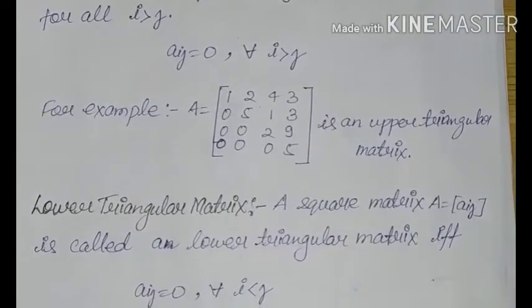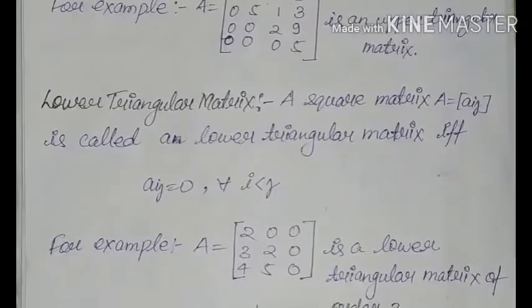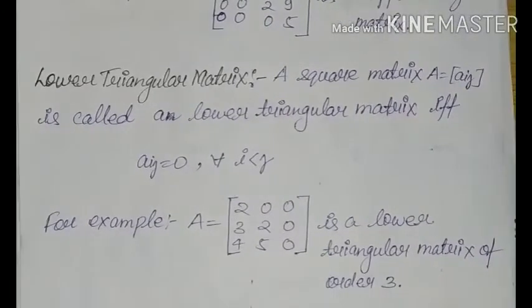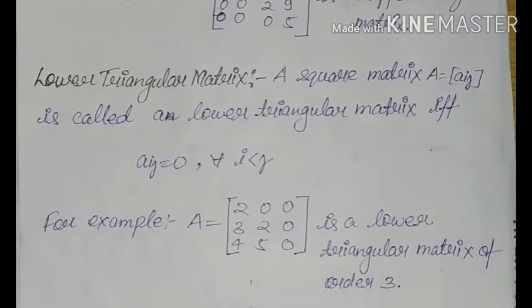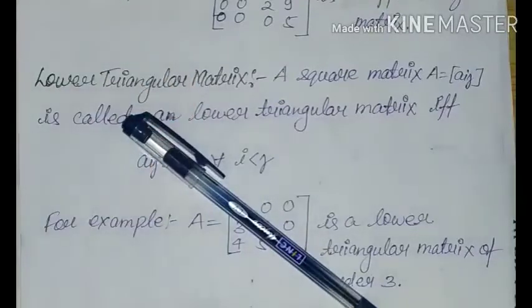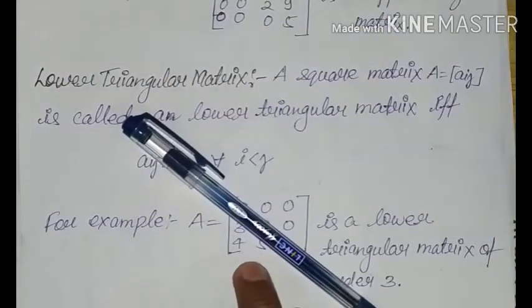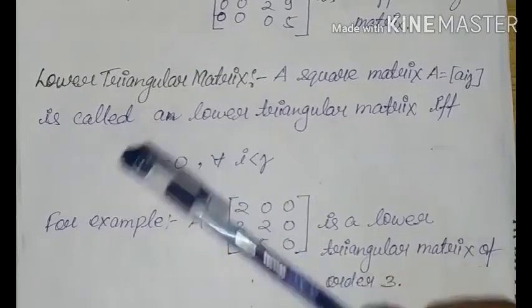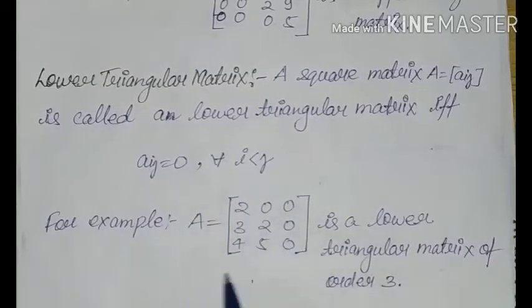And the next one is the lower triangular matrix. A square matrix A, which equals [aij], is called a lower triangular matrix if aij equals 0 for all i less than j. For example, A equals 2, 0, 0; 3, 2, 0; and 4, 5, 0 is a lower triangular matrix of order 3, because at the upper place of the diagonal all elements should be 0. That's why this is the example of a lower triangular matrix.